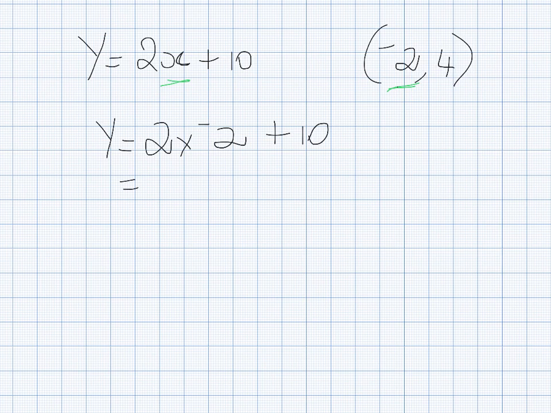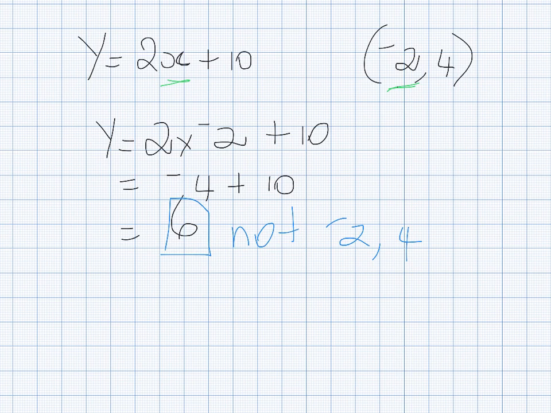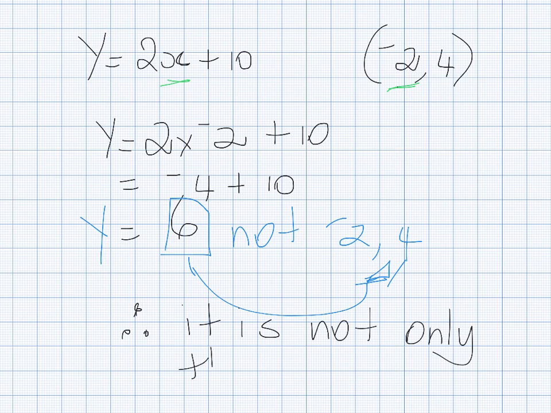So 2 times -2 is -4, plus 10, which equals 6. Therefore, because this is 6 and not 4, the value of y is not 4. Okay, so this is y, this would be our y over here. Because they don't match, therefore it is not on the line.